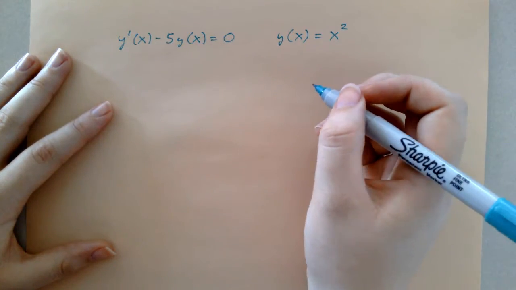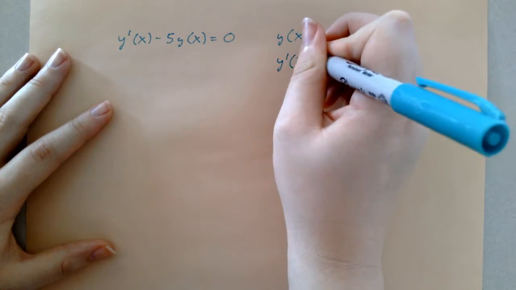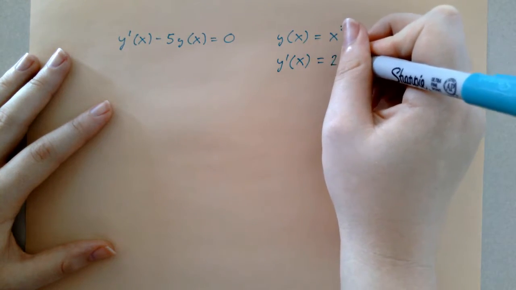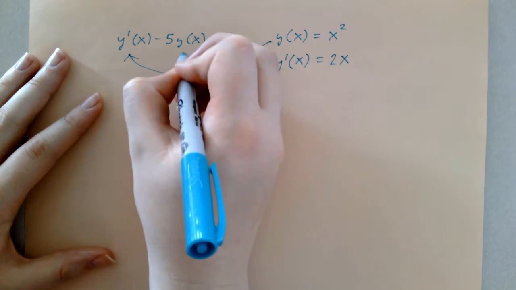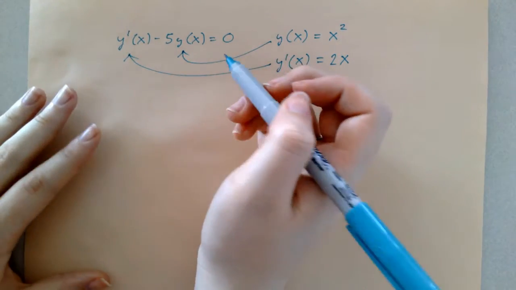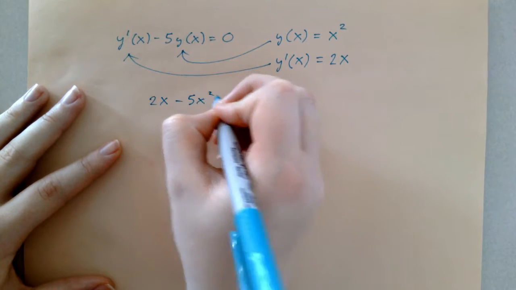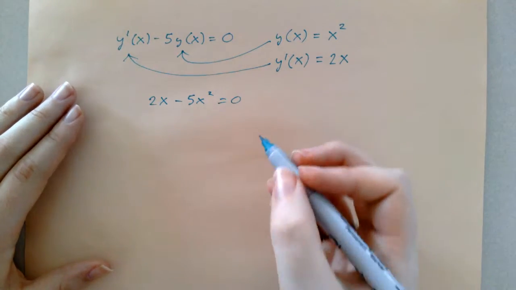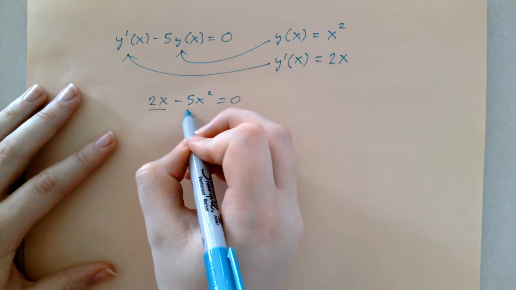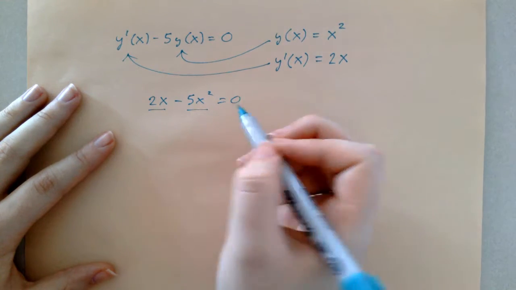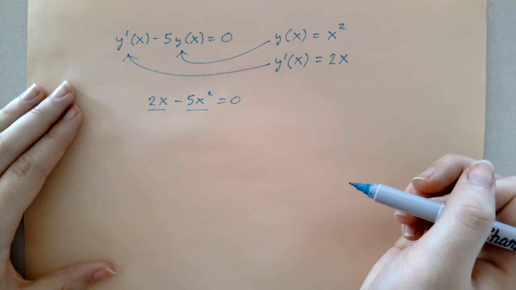So for starters, we know we have this y prime term we have to worry about, so let's start by taking the derivative of this possible solution, which is just 2x. And then we can plug both of these in to this equation to verify if it does in fact equal 0. So we have 2x minus 5x squared is 0. Now this is an equation that you could potentially solve for the value of x, but since these terms do not cancel immediately to give you 0, we know that y equals x squared is not the solution for this ODE.